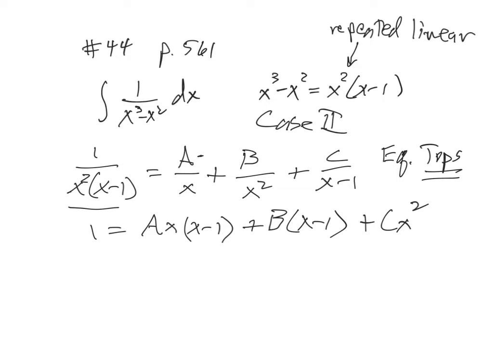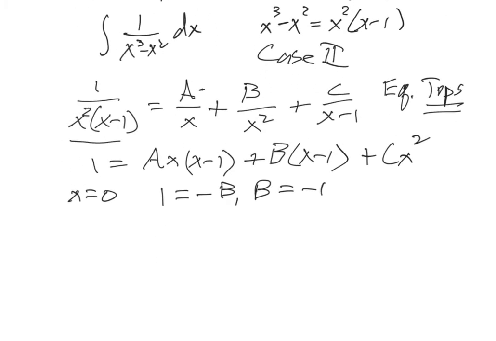And since we have 2 linear factors, we can plug in some well-chosen values. X equals 0 is one of them. On the left, I get 1. On the right, the first term goes away and the last term goes away. You plug in x equals 0, I get negative B, and therefore B is negative 1. The next thing we can do is plug in x equals 1. I still get 1 on the left. I always get 1 on the left. And now the first 2 terms go to 0, and I'm just left with C. So the self-solving equation, C equals 1.